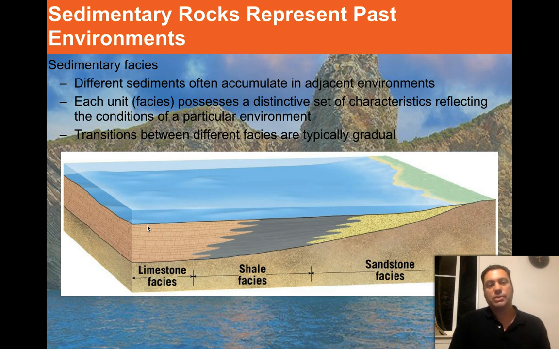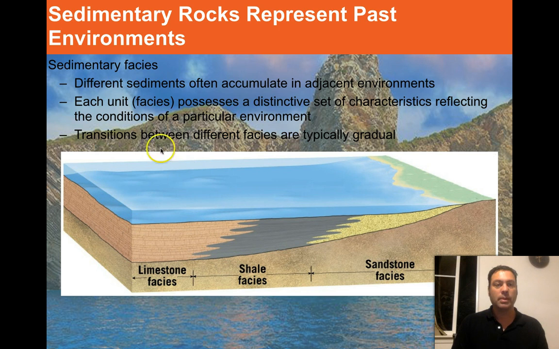And so that gives rise to a diagram that exists in many books, so we have to cover it really quickly, is this idea that you get different facies of sediments that will form relative to, say, a beach. So different sediments often accumulate in adjacent environments. So here we have sandstones that are forming at this position relative to the coastline, but while at the same time this sandstone is being deposited, over here is the shale. And then aside from the shale, further out is the limestone. And they're all the same age. They're all forming at the same time.